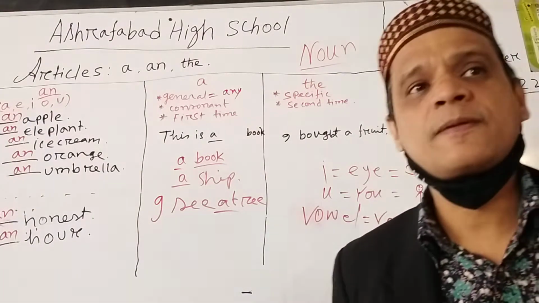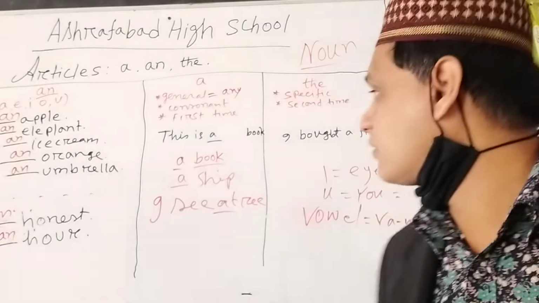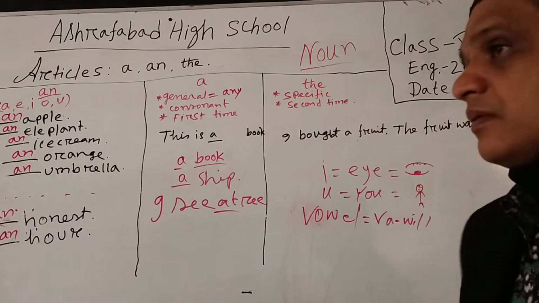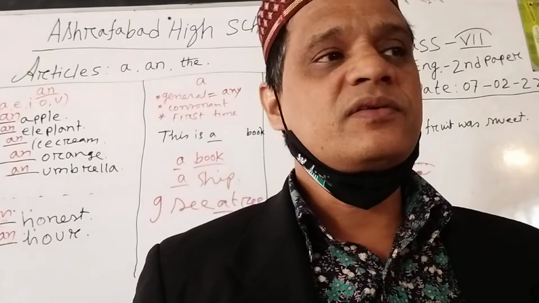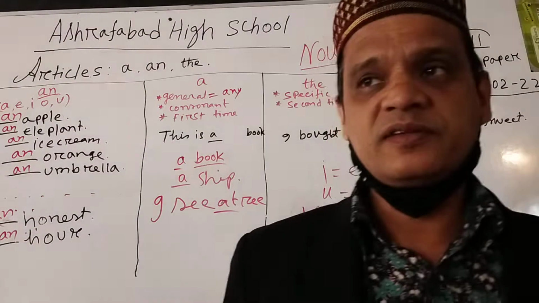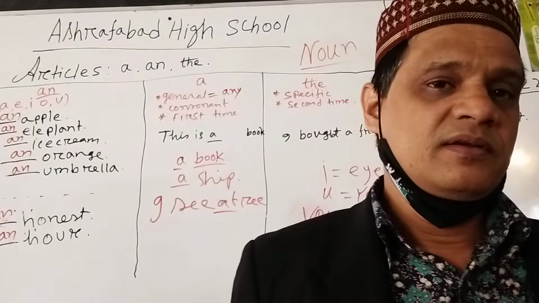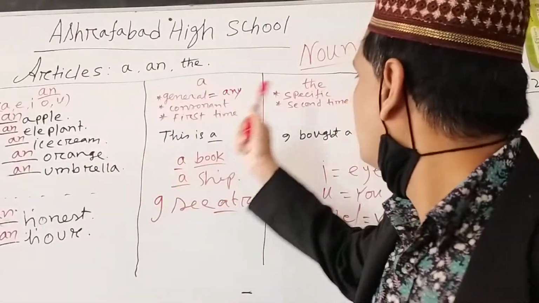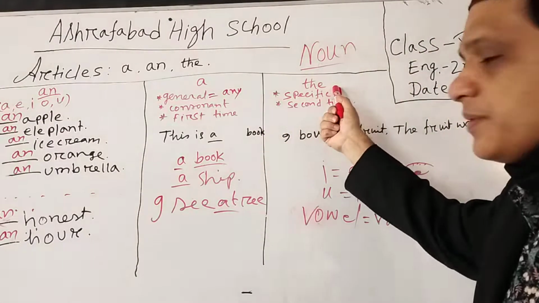Now come to the article the. The is used for nouns which are specified or specific. For example, the tree is tall. Here the noun tree is specified because I mentioned the very tree, no other tree but the very tall tree. So the is used for a specific thing.